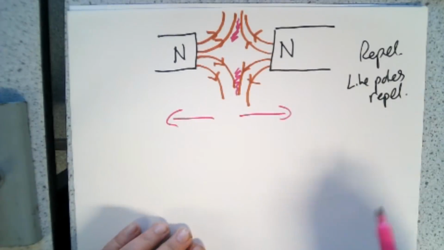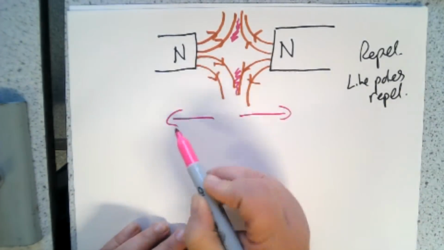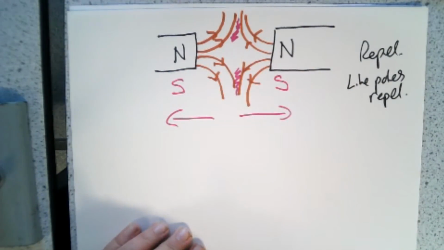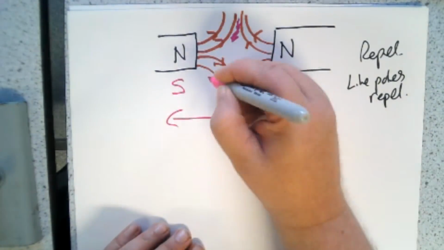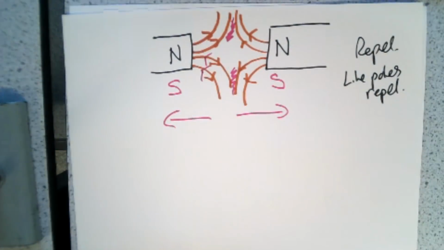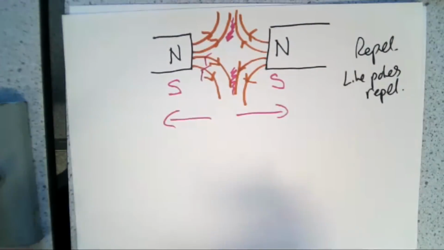And that would be exactly the same diagram if it was a south pole on each side, except on a south pole, my arrows would be pointing towards the magnet. Okay, so that's how we explain why two north poles or two south poles, when we push them together, push each other apart.